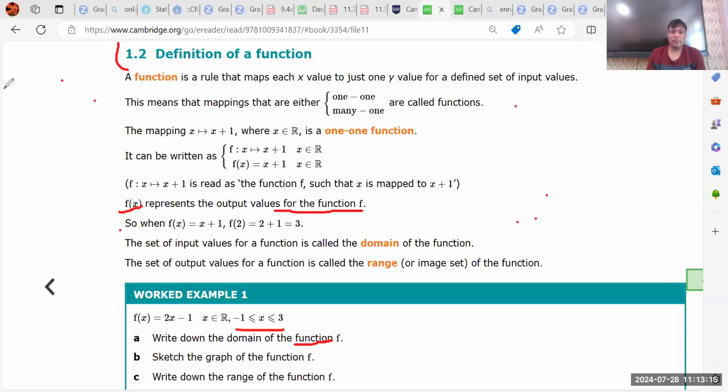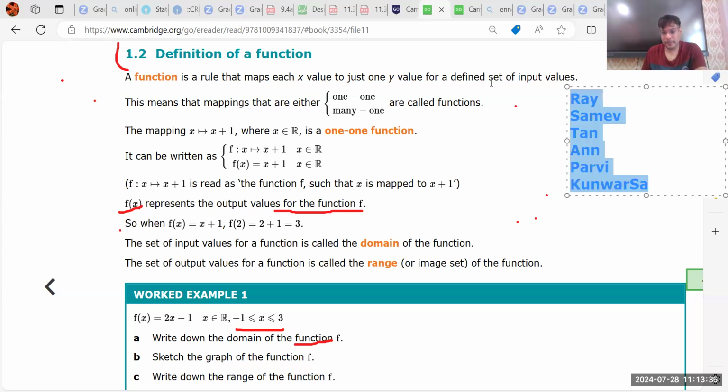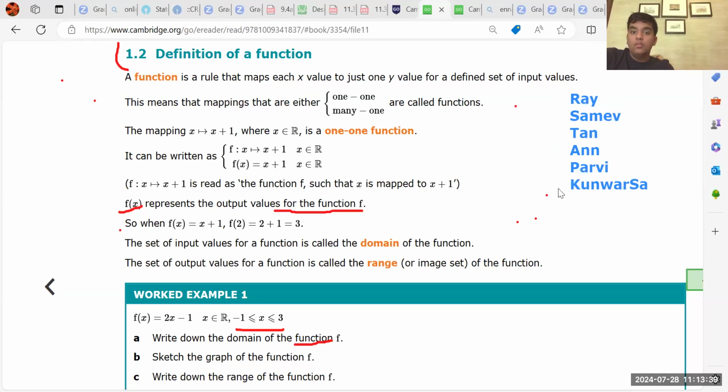All right, Parvi, it's correct. Let me write the name. Today, Ore is not there. Anish and Parvi, Kuvarsa. So we have to only make the graph right now.